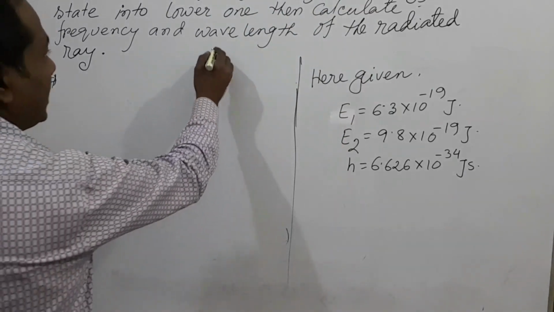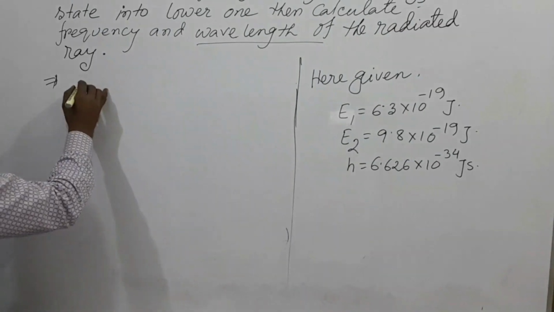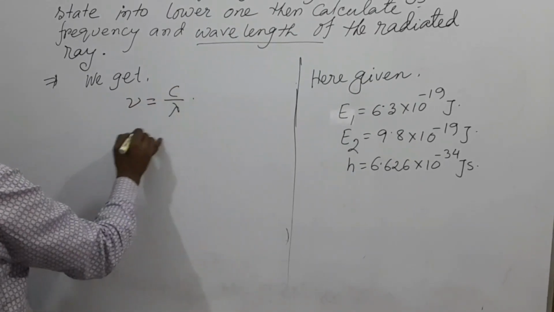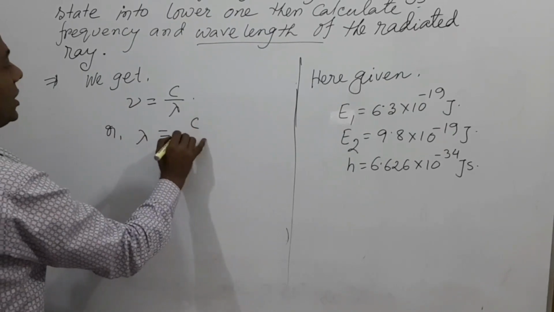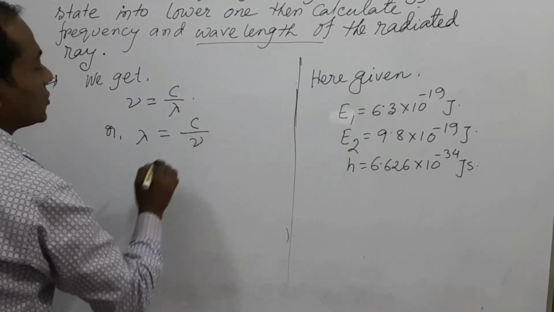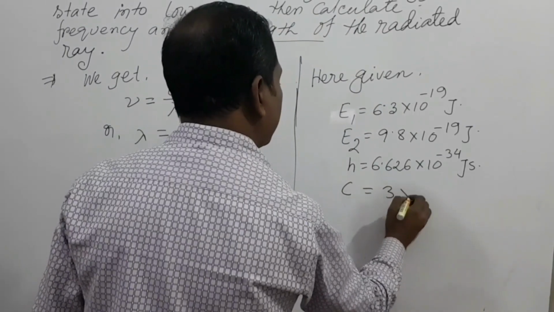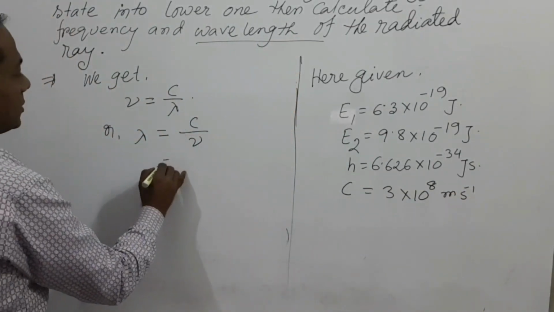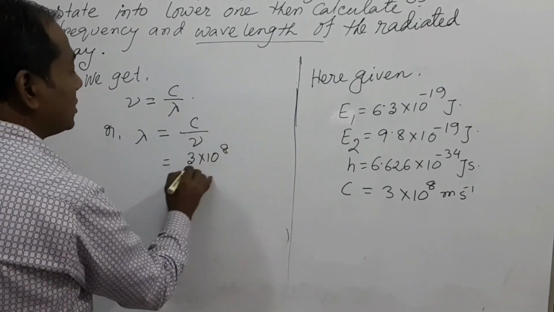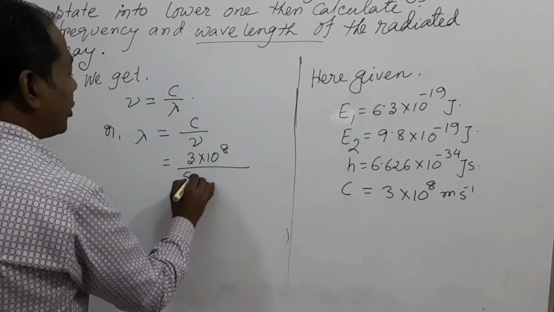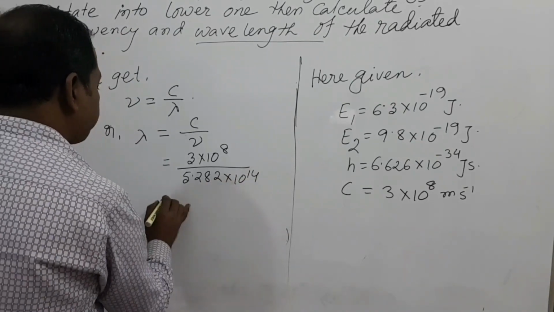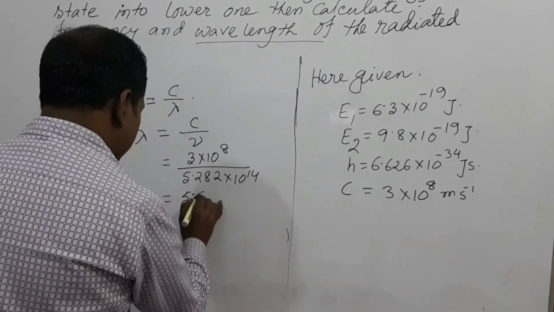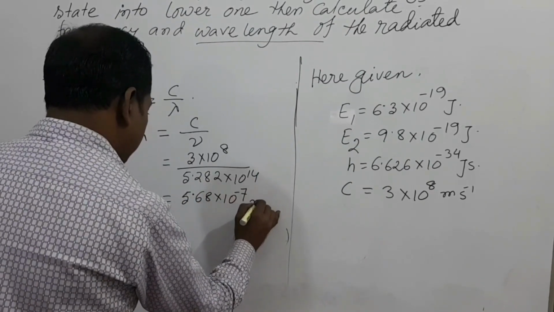Now, my dear students, we have to calculate the wavelength of the radiated ray. We know that nu equal to c by lambda, or lambda equal to c by nu. We know that c equal to 3 into 10 to the power 8 meter per second, and we put the value 3 into 10 to the power 8 divided by the value of nu equal to 5.282 into 10 to the power 14, and we get the value 5.68 into 10 to the power minus 7 meter.